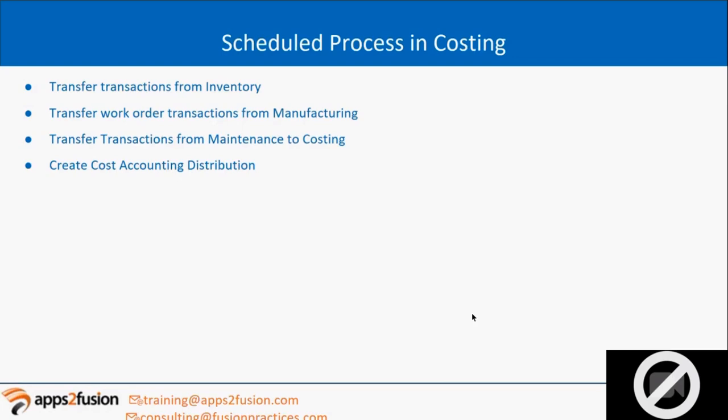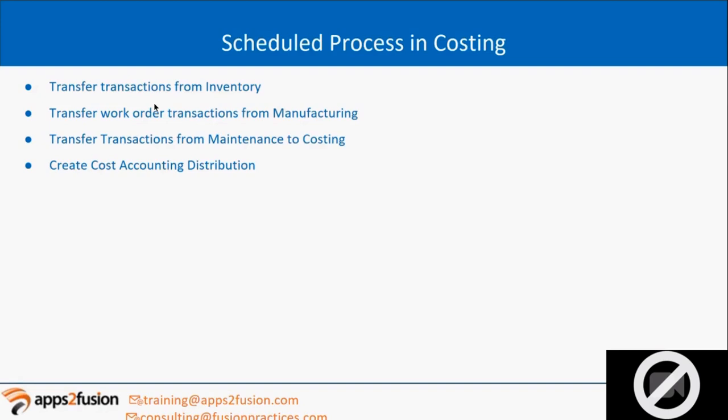Whenever there are inventory transactions, in order for you to have those transactions costed, you have to run this job, transfer transactions from inventory to costing. This will take all the inventory transactions and transfer them to the costing module. Similarly, when you do work orders, you have to run this job, transfer work order transactions from manufacturing to costing. This is for all your WIP transactions and all.